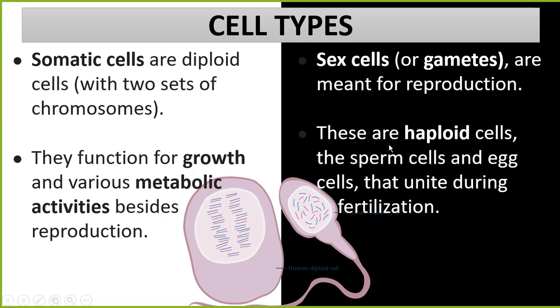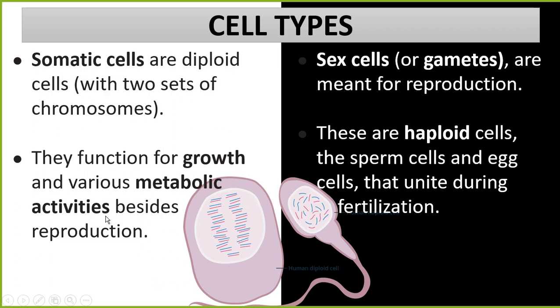Okay, so these are haploid cells, the sperm and egg cells only. Whenever these unite, halimbawa nag-unite na yung sperm and egg, that's going to form a diploid. From haploid, nagiging diploid, to create a somatic cell.